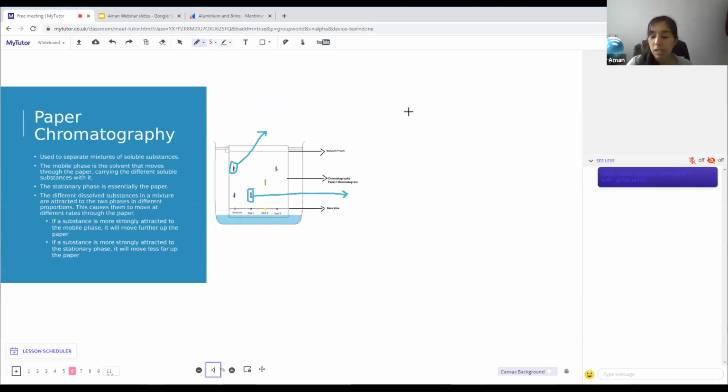There are a couple of points when we do chromatography that are really important, and exam questions love to ask you about setting up the chromatography equipment. So what's really important?